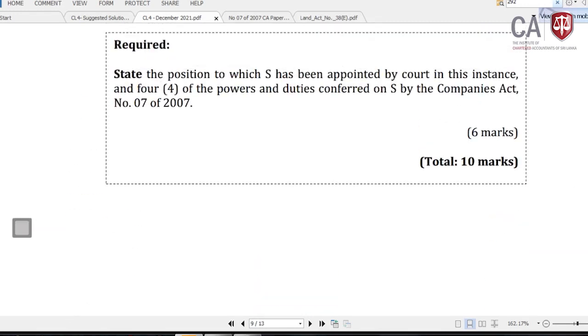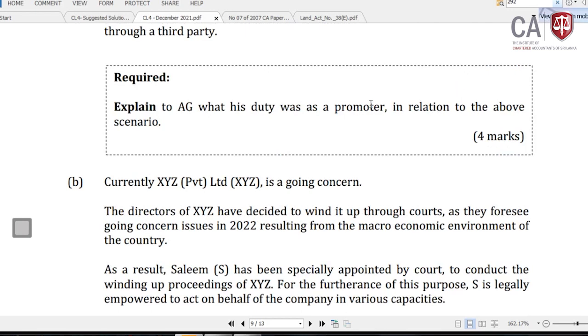Okay. So with that we conclude section 2 of this paper. Now we are left with section 1 and 3. So those sections will be discussed separately.